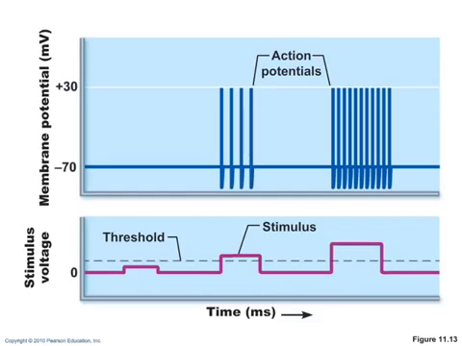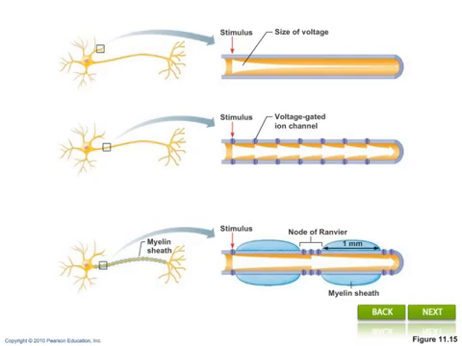And we're not going to discuss how this happens either. Just know that this is the main way in which neurons can code for stimulus strength. So here's an overview of the different ways in which nerve signals are conducted.